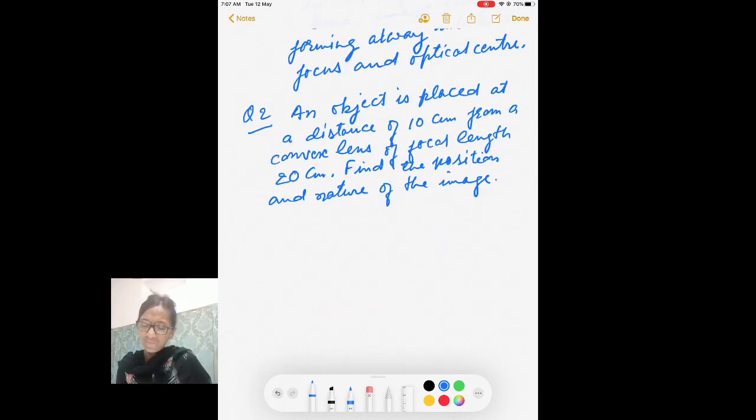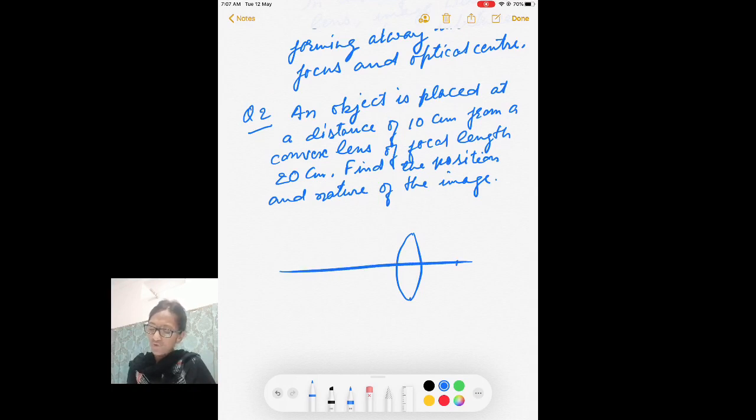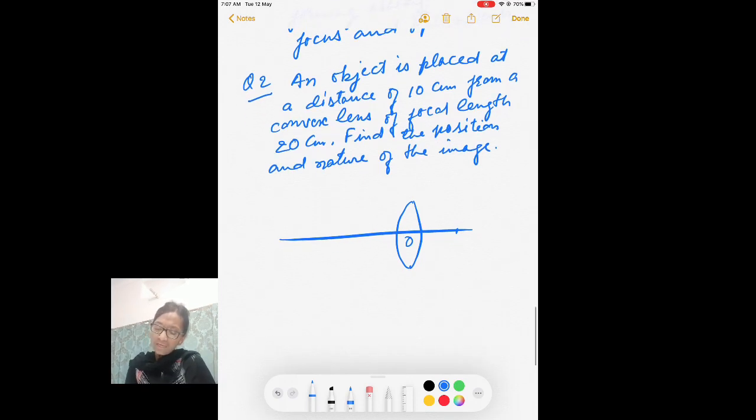Next question. An object is placed at a distance of 10 cm from a convex lens. Now you have a convex lens and you know that its focal length is just along positive direction from optical center. So given, let me write first of all what the things are given.